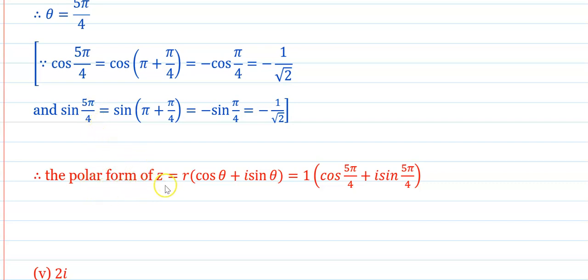And therefore the polar form of z is equal to r (cos theta plus i sin theta). The value of r is 1. Cos of 5 pi by 4 plus i sin of 5 pi by 4, in this way.